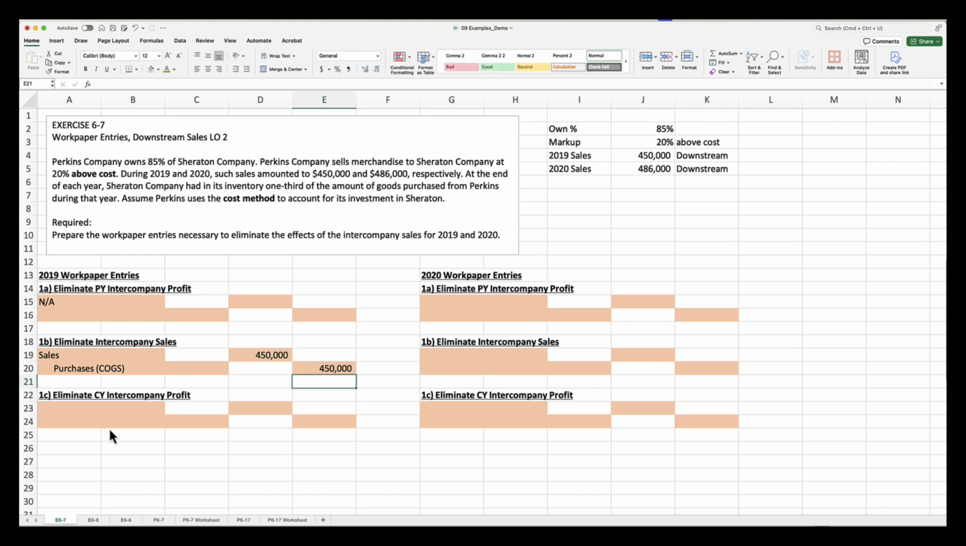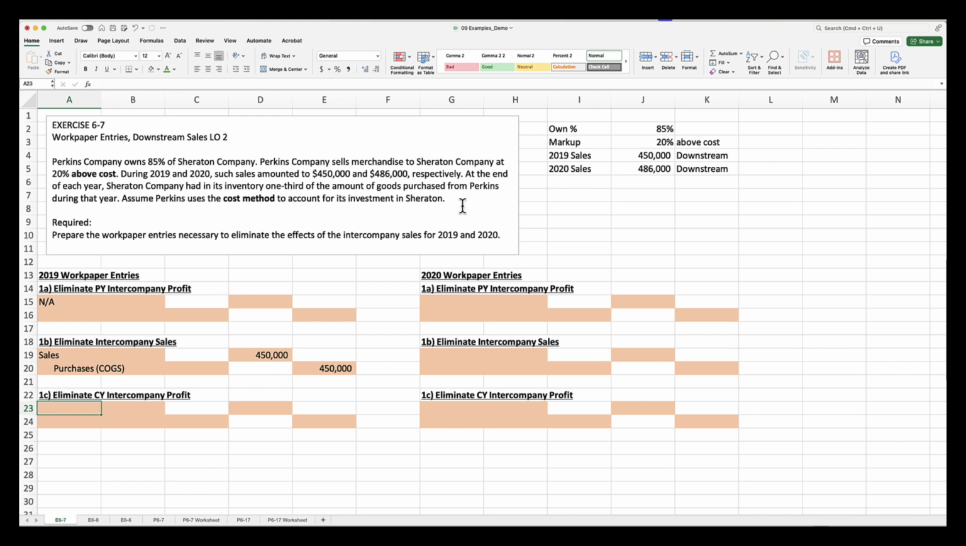Okay, so we've gotten rid of the sales and we've gotten rid of the purchases, sales by the parent, purchases by the subsidiary. And so now our last step is to eliminate any unrealized profit. So remember, profit is going to be realized when the intercompany goods that were sold are sold outside of the consolidated entity. So if we have goods that are still being held by our consolidated entity at year end, that's when it's going to be a problem.